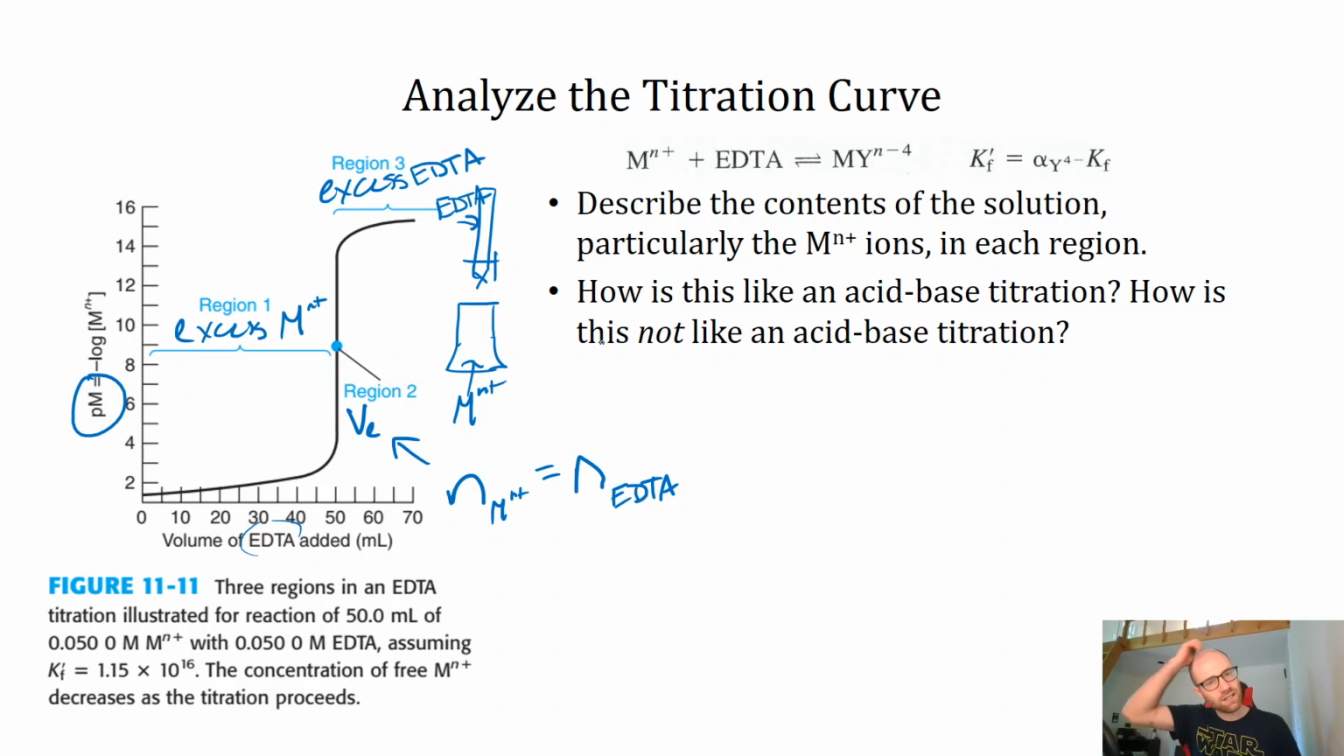All of those thoughts are really going to drive our approach in analyzing each of these 3 regions. The one thing I will mention is that regardless of what is in excess, the goal here is always to figure out what the metal ion concentration is, because that's what we're taking the negative log of. We're only measuring the free metal at each of these points. Obviously, there are mass balances to consider, but we're trying to not do that in terms of our graph.